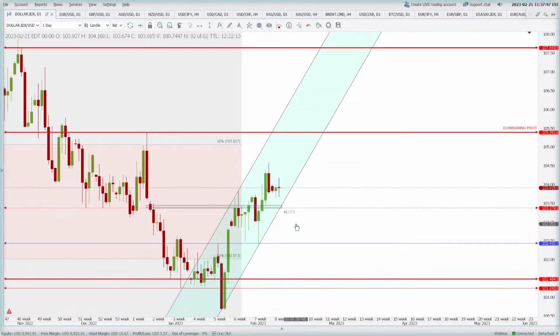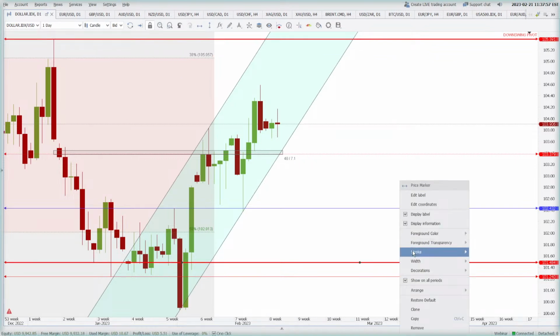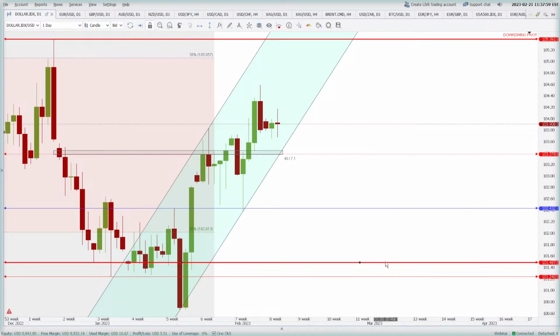Okay, so this is all. So we have now 103.37 on the low side. This is going to be a good support. I would rather make it big, like this. Okay, and the upside is 105.39 as a good resistance.